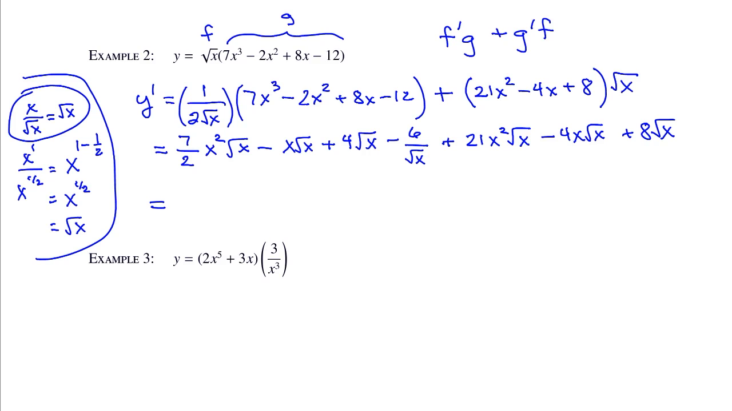All right, let's combine like terms. Like terms are based on the powers of the x. What is the highest powered term here? Which one is the highest? X squared root x. Yeah, x squared root x. That's technically the power of 2.5, because x squared is 2, and the square root of x is another half, so that's 2.5.